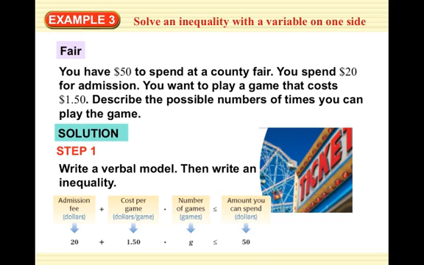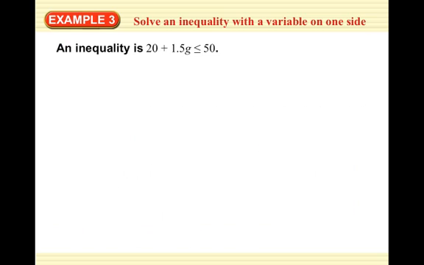And then that's going to have to be less than or equal to the amount you can spend, however many dollars you've got. So you have $50. So an inequality for this situation is 20 plus 1.5 times G is less than or equal to 50. So our second step is going to be to solve the inequality. We have it. Now we're going to solve and see how many games you can play.